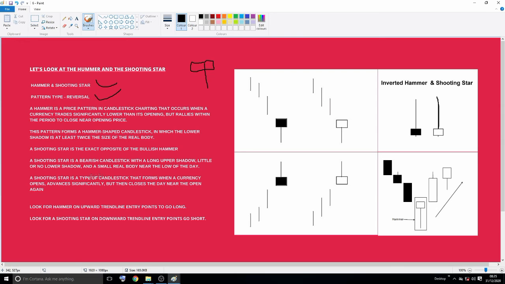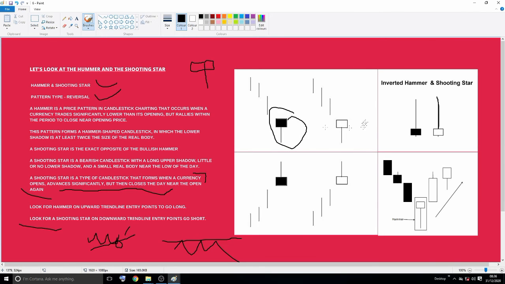A shooting star is a type of candlestick that forms when a currency opens, advances significantly, but closes the day near the open again. Look for a hammer on an upward trend line to go long. So if the price is doing this, you can look for a hammer here to push up. Look for a shooting star on a downward trend line to enter short.